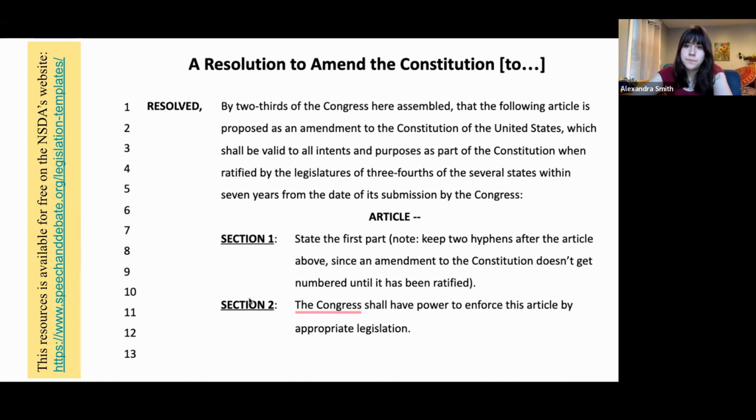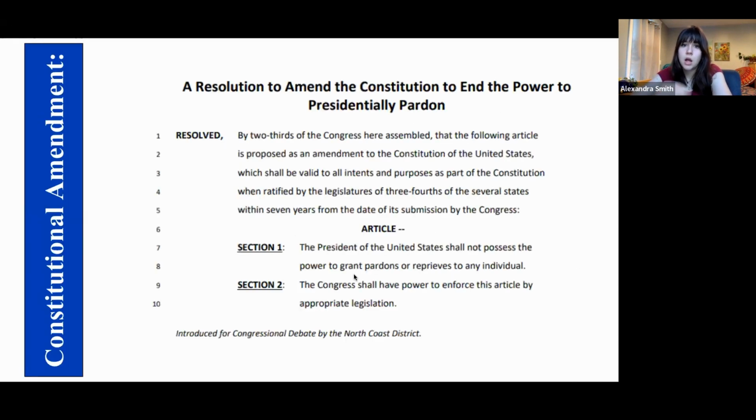An example of a constitutional amendment: a resolution to amend the Constitution to end the power to presidentially pardon, resolved by 2/3 of the Congress here assembled. That's just a little blank thing. Article, straightforward, 2 hyphens. Section 1, the President of the United States shall not possess the power to grant pardons or reprieves to any individual. Section 2, the Congress shall have power to enforce this article by appropriate legislation. You see that it's really, really easy to write constitutional amendments.